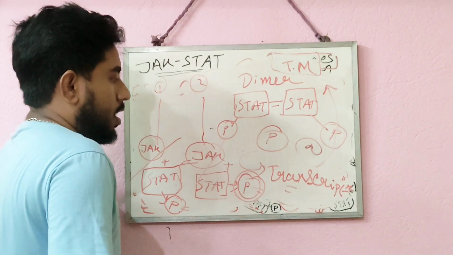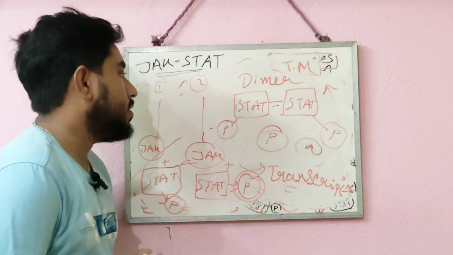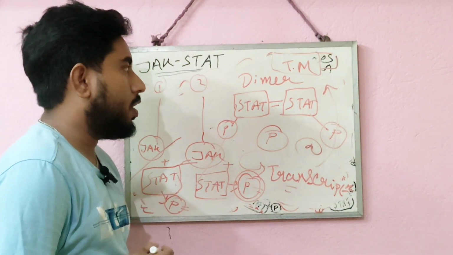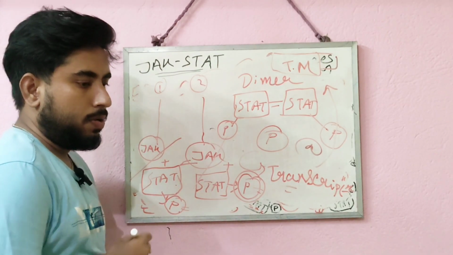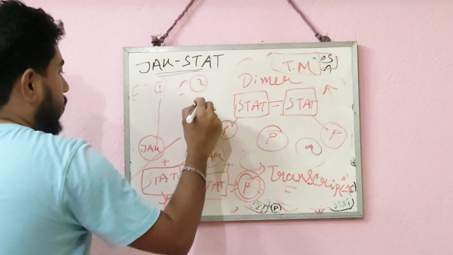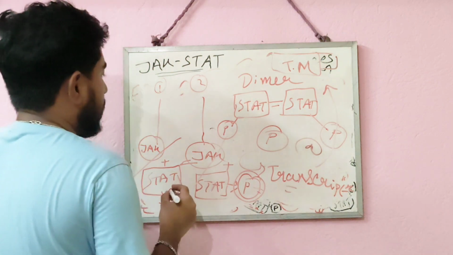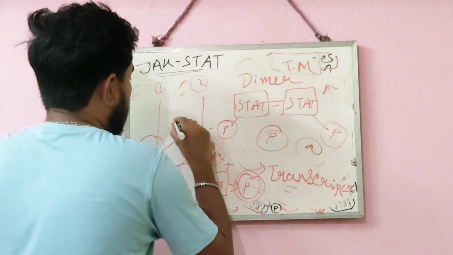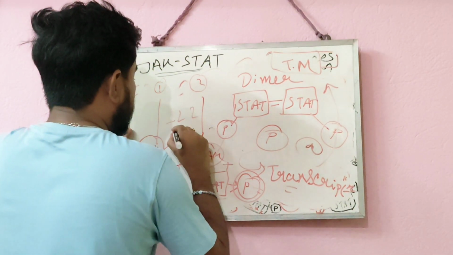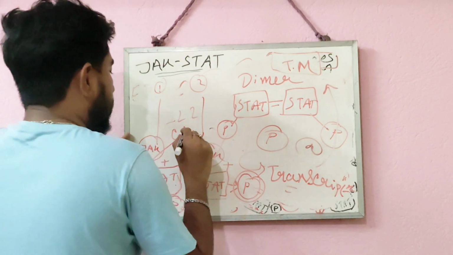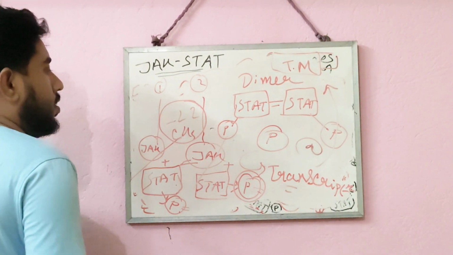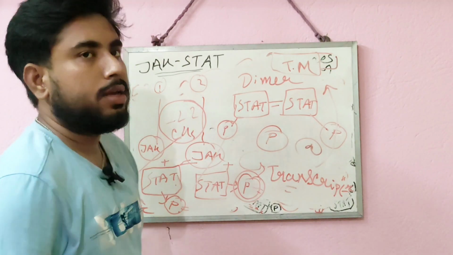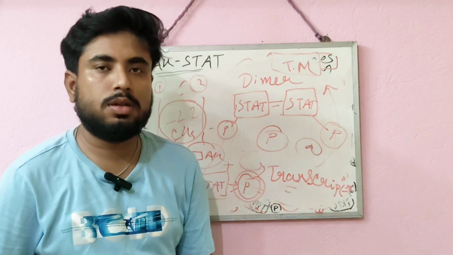So now I think it is clear for you. Now I will tell you what the examples of Jak-Stat are. What is an example of a Jak-Stat receptor? We know interleukins and cytokines, both of these receptors come under Jak-Stat receptors. So what is Jak-Stat? Jak-Stat is also one receptor which is present in the membrane.